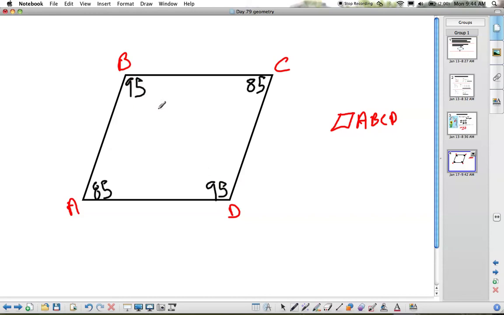So again, if you know one angle, you know all the angles in the parallelogram, and you know opposite sides are congruent.